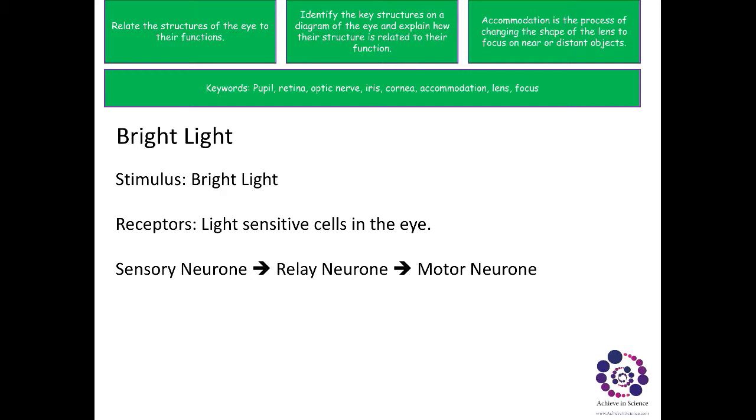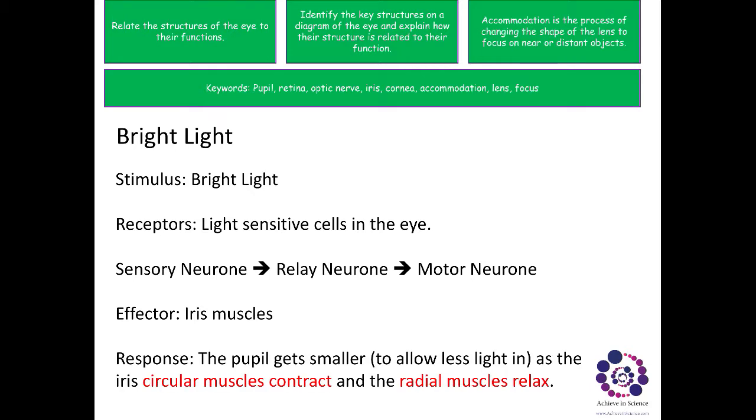This would therefore cause the reflex arc to be initiated via a nervous impulse being sent along the sensory neuron to the relay neuron to the motor neuron, and eventually reaching the effector, which in this case would be your iris muscles. This would bring about a response where the pupil gets smaller to allow less light into the eye. This is caused by the circular muscles contracting and the radial muscles relaxing.